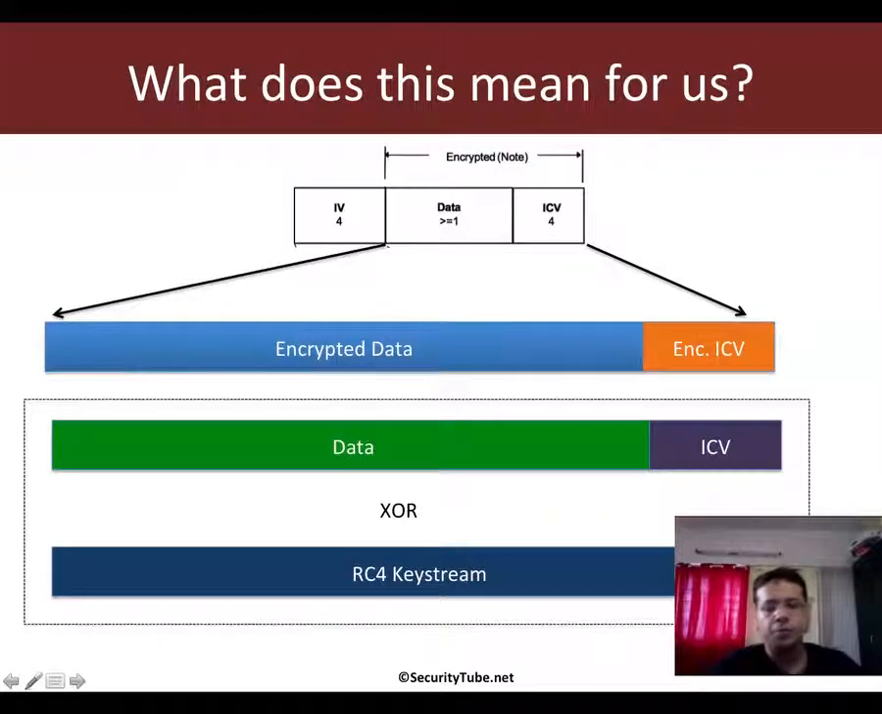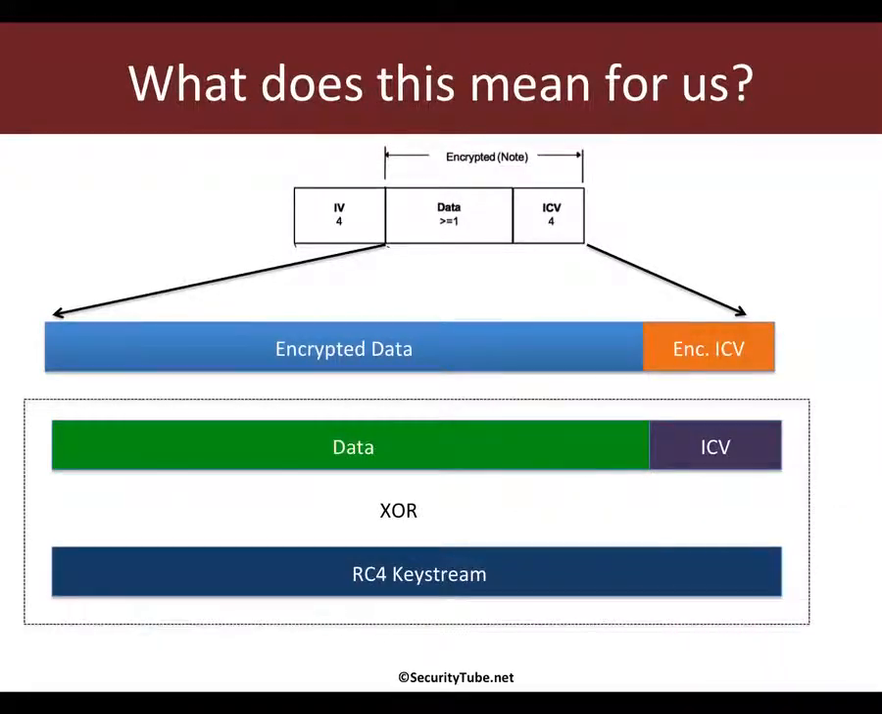So let's go ahead and look at this image. If you remember this from the last presentation, you have the IV, which is 4 bytes, and then you have the actual encrypted data consisting of the data for the application along with the ICV, which is a 4-byte CRC32 checksum, right? So we can represent this as encrypted data and encrypted ICV. Both of these are encrypted.